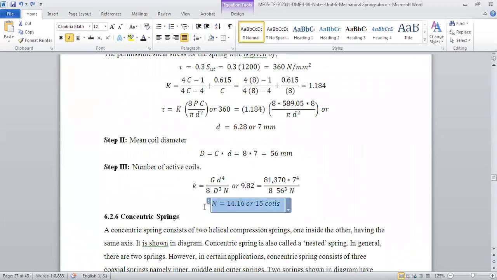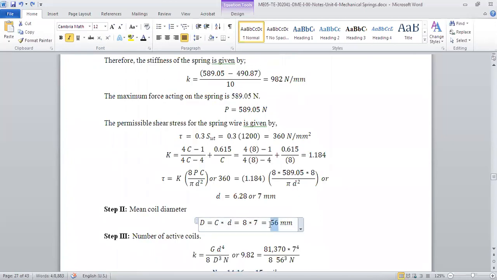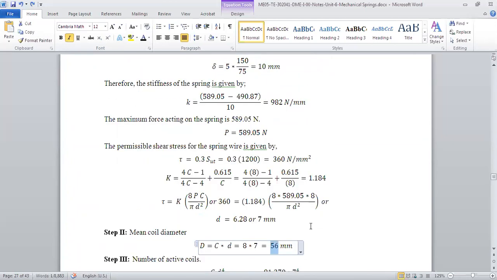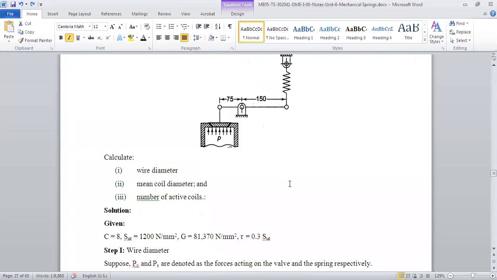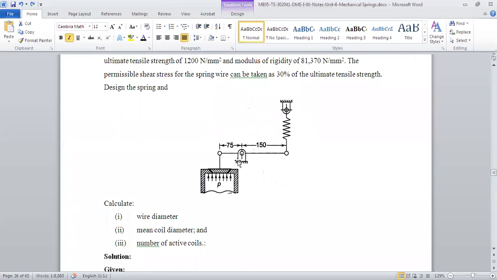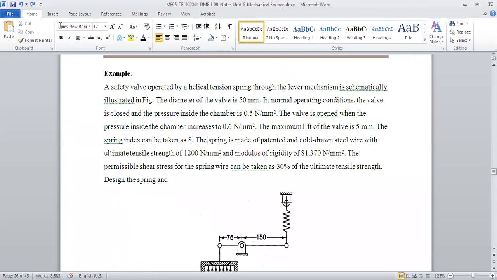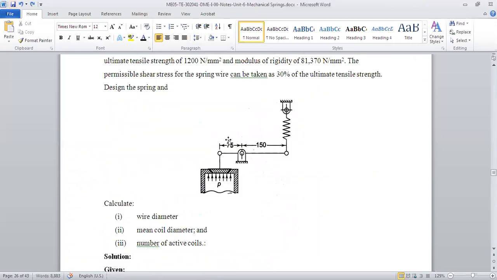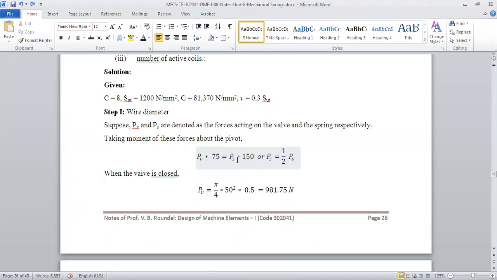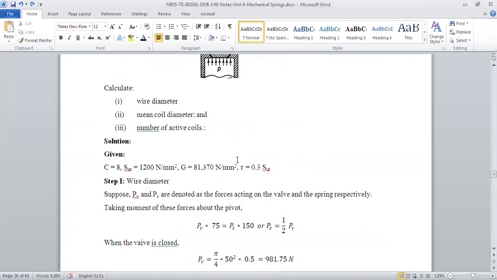So the number of active coils in the spring is basically 14.16, so 15 coils. So we will have a spring of 15 coils with a mean coil diameter of 56 and a wire diameter of 7 mm. Okay, so this is how we will design the spring. The second part, design of the spring, was not complicated, but we need to know the lever mechanism. That's why I have taken this problem, because it has come in the exam a couple of times. Okay, so you guys are okay with this now, how to design advanced springs.